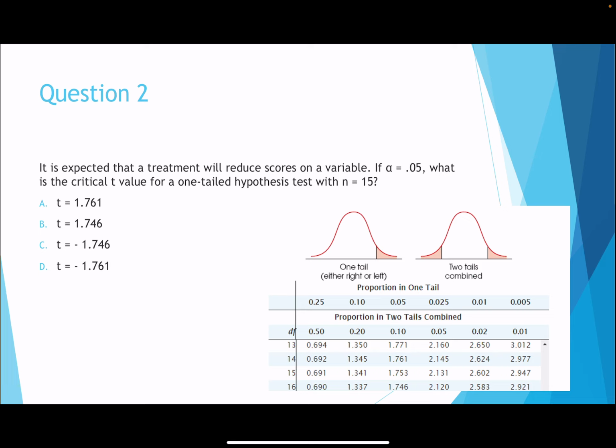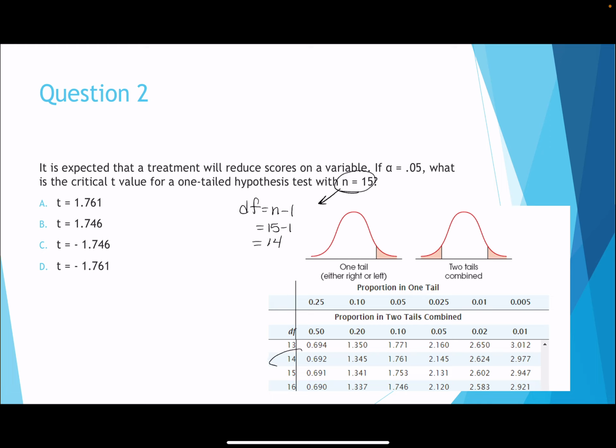Okay, so let's look at our second question. Here it says the expected value that a treatment will reduce a score on a variable. If the alpha level is at 0.05, what would be the critical t-value for a one-tailed test with an n equal to 15? So remember, when you're doing a t-test, we don't use the n for determining our critical value. We actually use the degrees of freedom, which is the n minus 1. So this would be 15 minus 1, or 14.